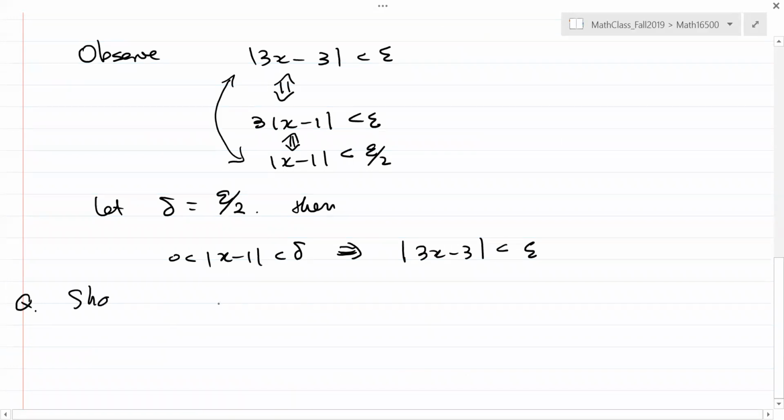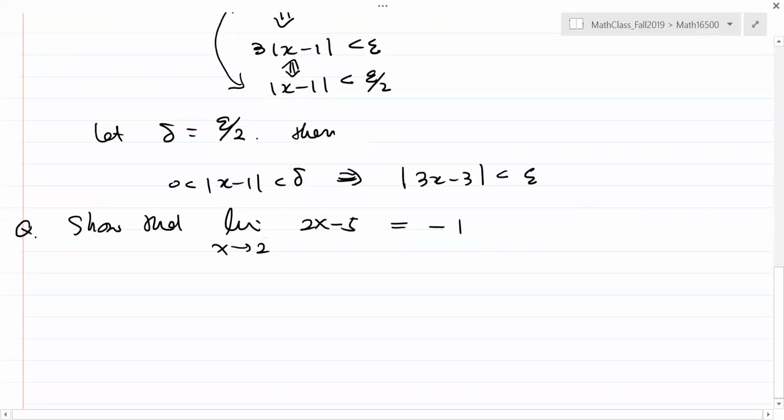Show that the limit as x approaches 2 of 2x minus 5 is equal to -1. That's also obvious to you. The limit is going to be -1 because when you plug 2 in for x, you get -1. But that's not the proof.